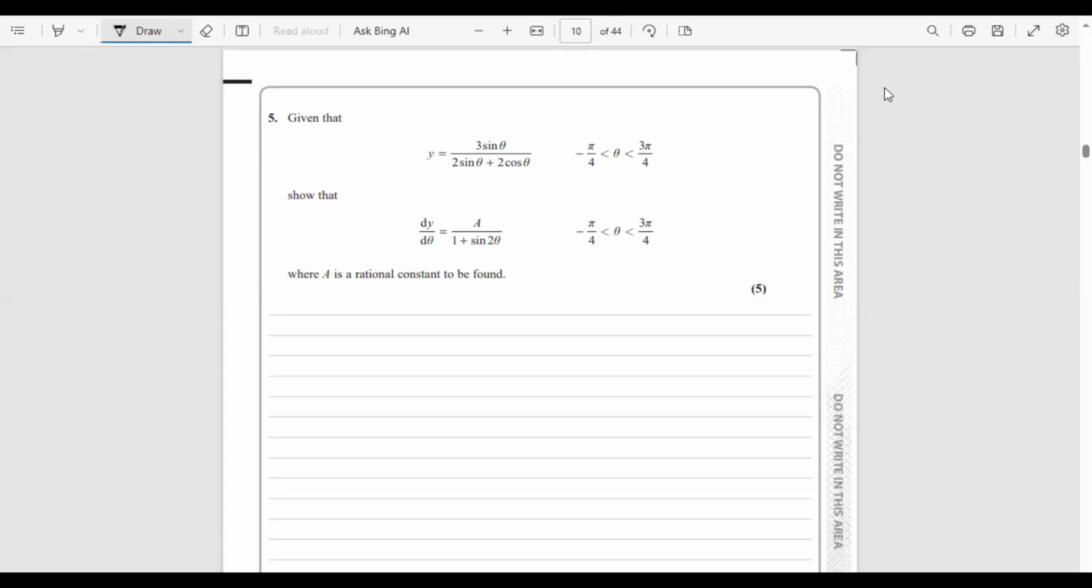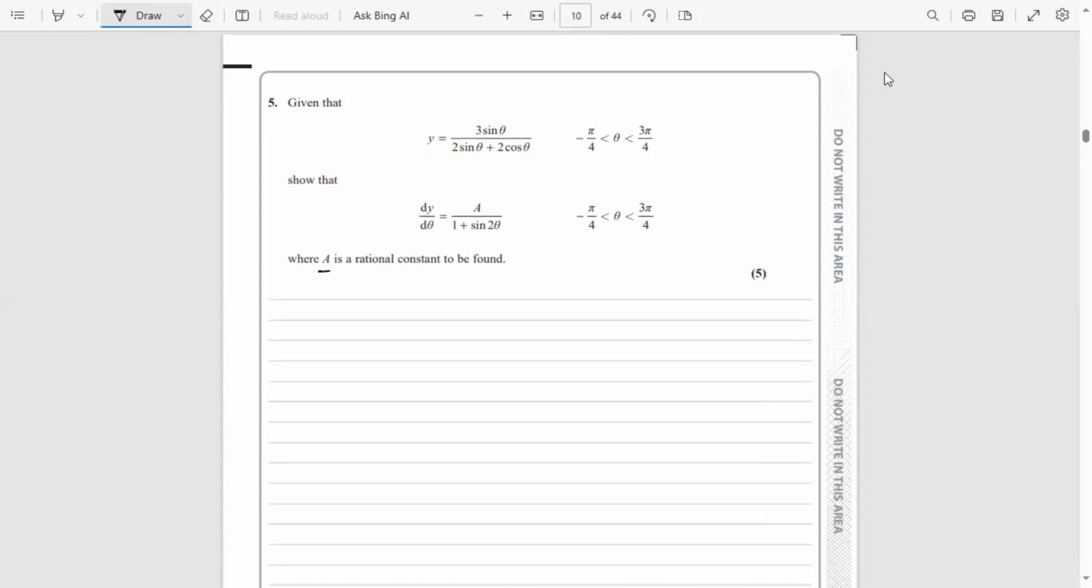So we've got this curve, y equals 3 sine theta over 2 sine theta plus 2 cos theta, with a variable theta rather than x in this case. We want to show that dy by d theta is equal to a rational constant. Remember, a rational number is any number that can be expressed as a ratio of two integers, so a fraction of two whole numbers basically. So we've got a number on the top, which could be a whole number or a fraction, over 1 plus sine 2 theta, where theta is between minus pi over 4 and 3 pi over 4.